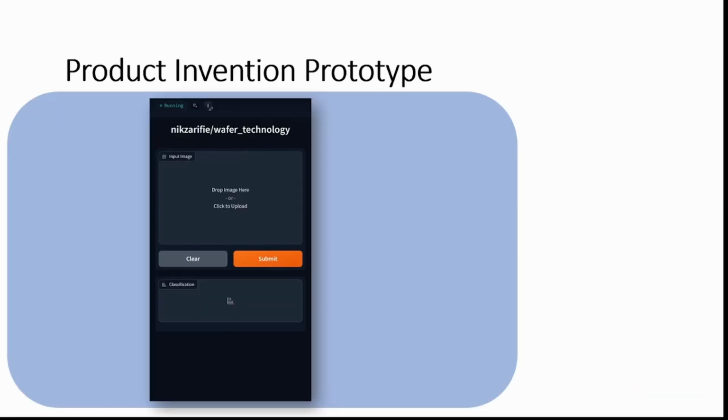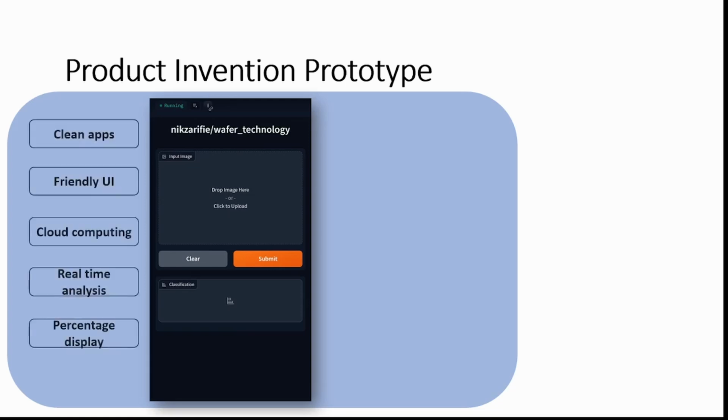So this is the proposed product invention prototype. We are developing an app for mobile phones. With this app, we can directly capture images from the cell phone itself, or import them from our storage or image gallery. Obviously the app is clean, friendly and easy to use. We have several buttons to operate.